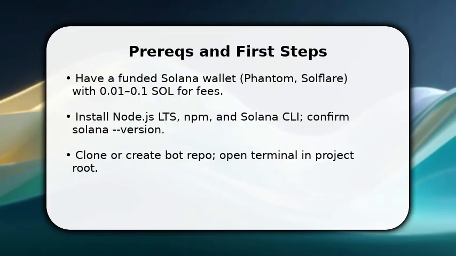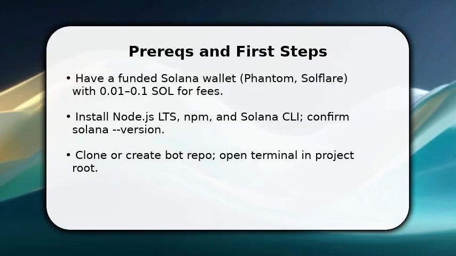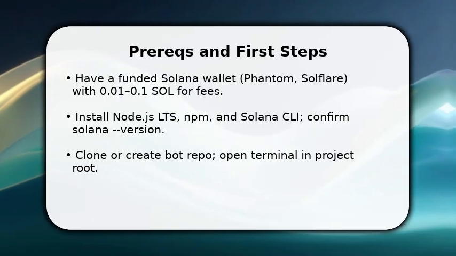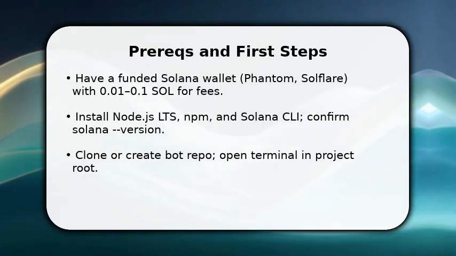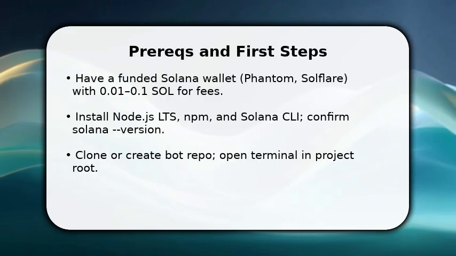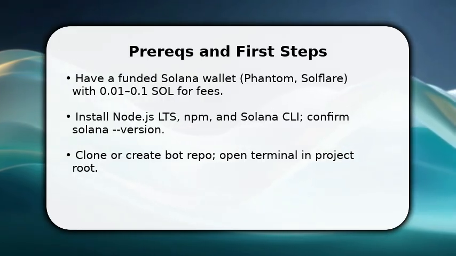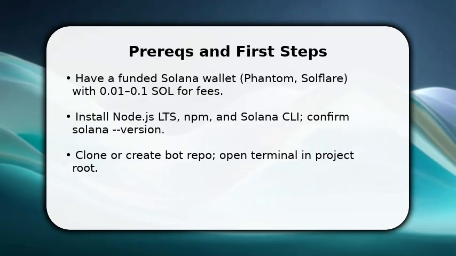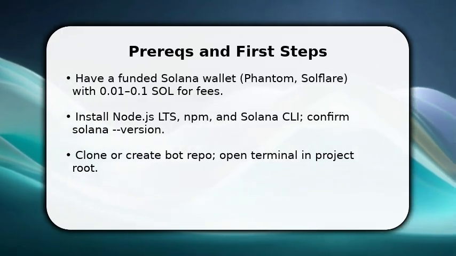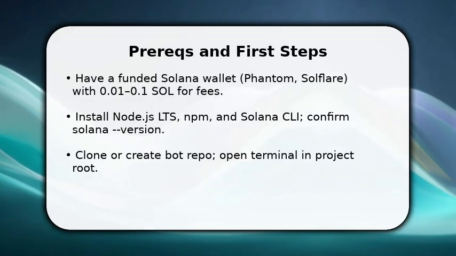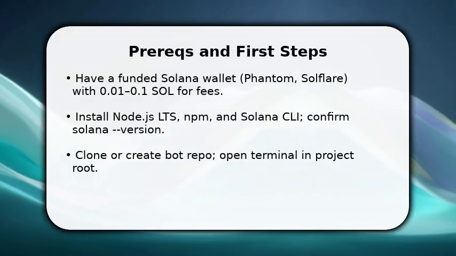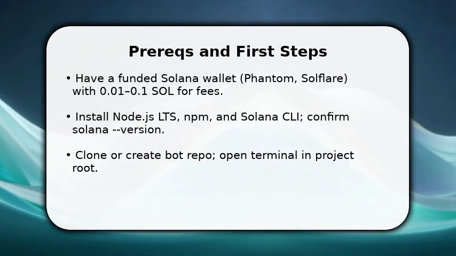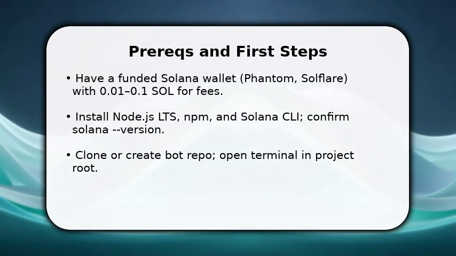You start by confirming prerequisites: a funded Solana wallet and local dev tools. Install Node JS LTS and Solana CLI, then connect your wallet to DevNet for safe testing. Once done, clone the bot repository or scaffold a minimal project and open the terminal in the project root. Make sure to set environment variables for your wallet keypair path and API keys. This gets you past setup quickly, so you can run the bot and iterate without wasting time on repeat configuration steps.